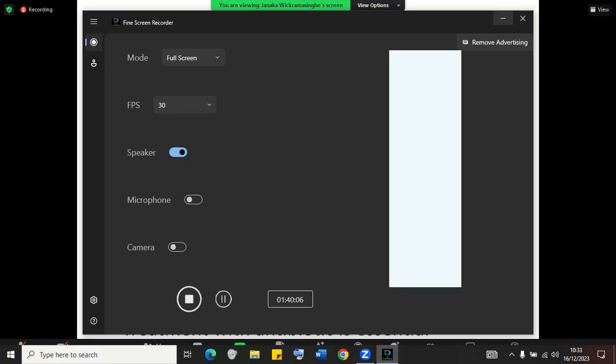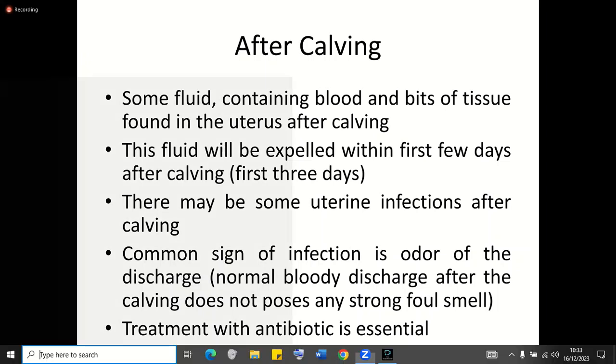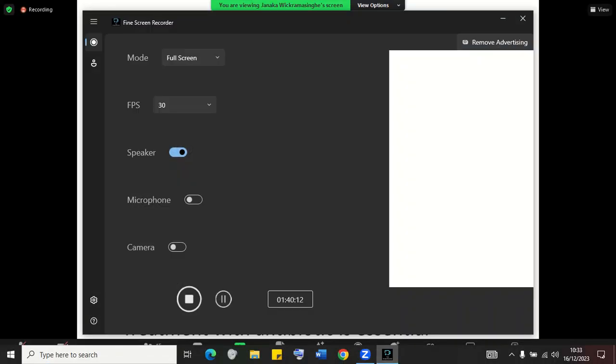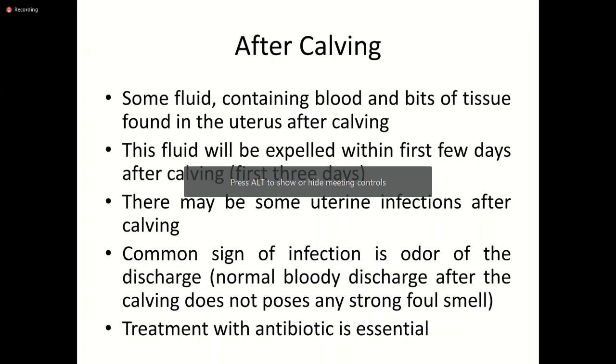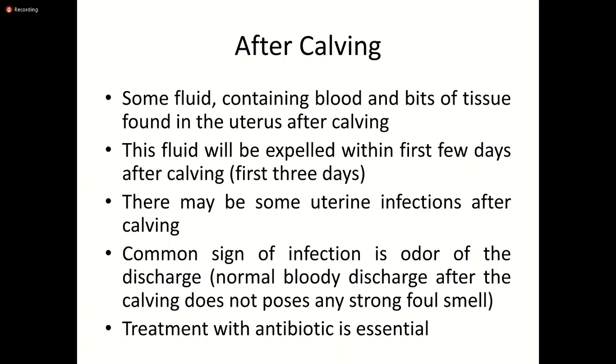What happens after calving? So as we discussed, we have to clean the animal, right? And that can be done by the mother animal, or artificially, or manually by the farm management, right? So then what happens after calving, inside the mother cow, right? Some fluid, which may contain some blood and some tissues, may be retained inside the body of the mother cow, right? Or inside the uterus, right? So this can be expelled from the body of the mother cow within the next few days, right?